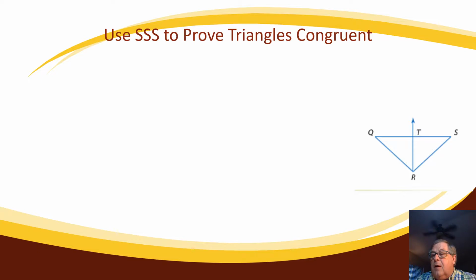Now here on the little diagram that we've got on the right side of the screen, we have a large triangle, QRS, and then we have two smaller triangles that are a part of that. And we are going to write a proof where we're going to use side, side, side to prove triangles congruent. This is the side, side, side congruency postulate.